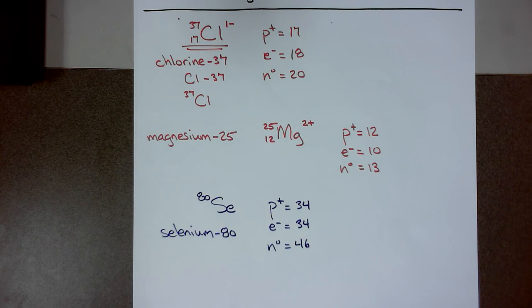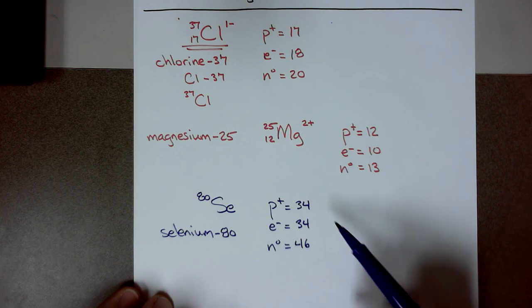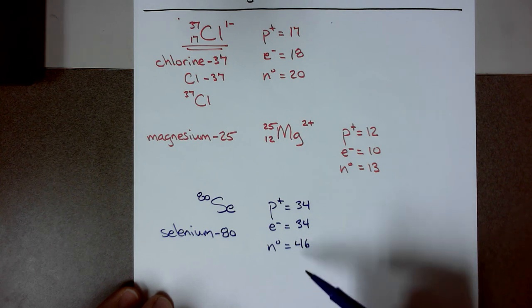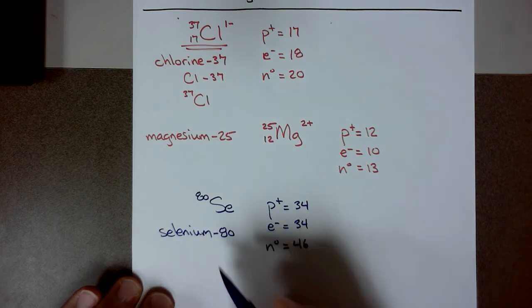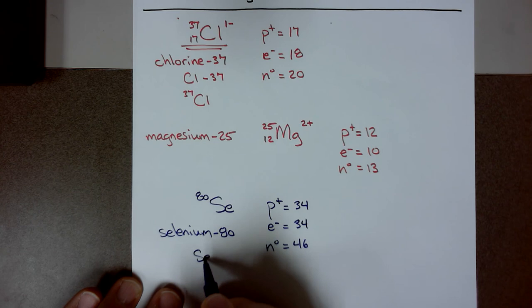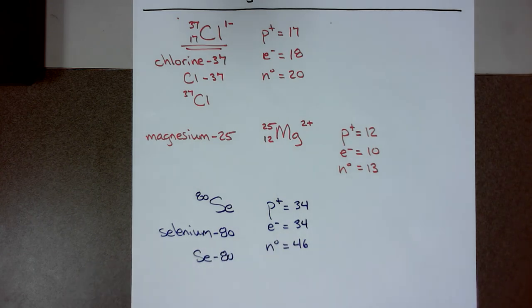And so that's how we use isotope notation to determine the number of protons, electrons, and neutrons. And remember, we can write this with this symbol. We can write it with selenium 80, or we can just write it as Se-80, and that's all representation of that isotope. And so that is basic atomic structure, and that's it for this lecture or video.